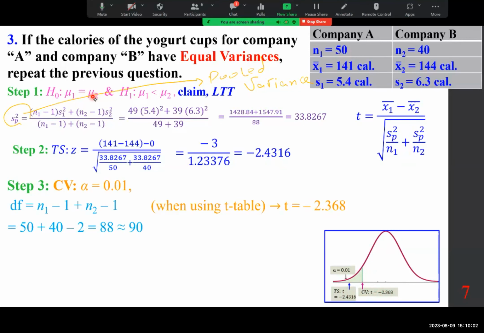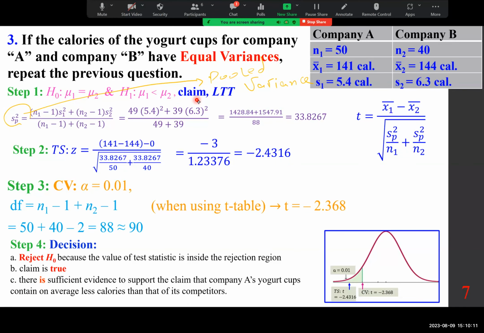And if you're rejecting H0, in essence, you're not rejecting H1. You're not rejecting the claim. The claim becomes true. So reject H0 because the value of the test statistic is inside the rejection region. The claim is true. Therefore, there is sufficient evidence to support the claim that company A's yogurt cups contain on average less calories than that of its competitors. Very straightforward.